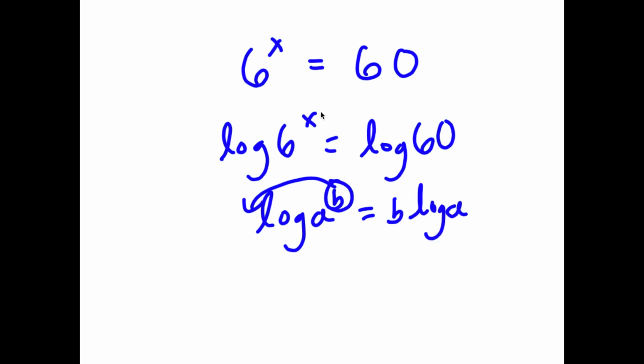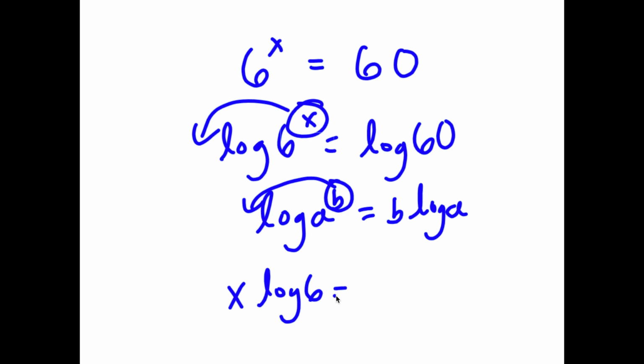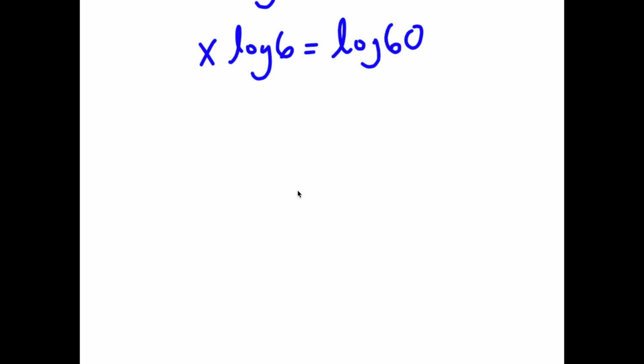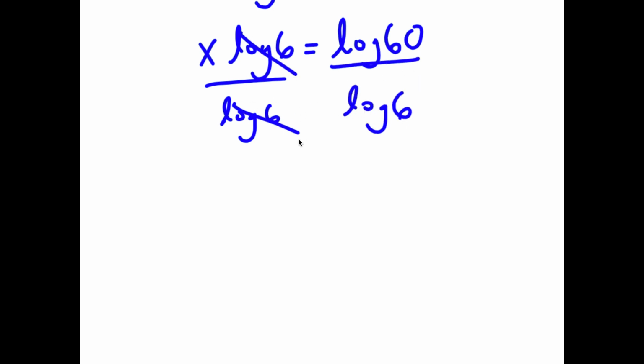So in this case, I have log 6 to the power of x, and I can move x to the front. So now I have x times log 6 is equal to log 60. Now, I'm going to divide both sides by log 6. So then these two cancel out, and now I get x is equal to log 60 over log 6.